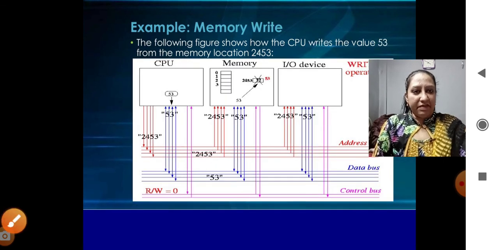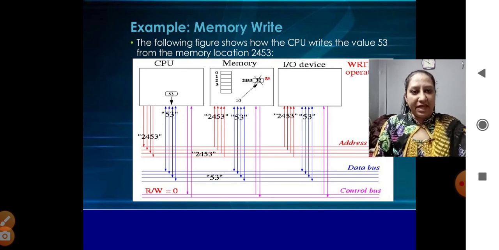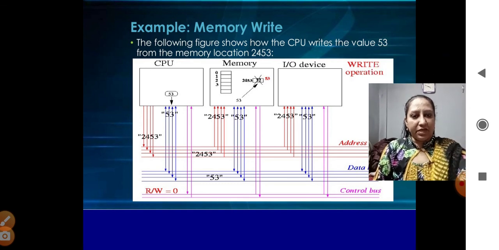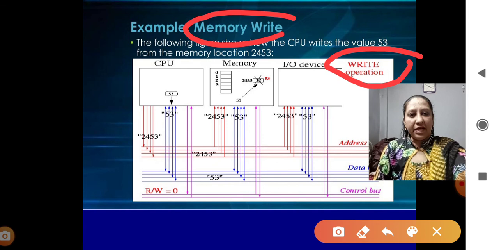One more example, when the user tries to write something into the memory, the same thing happens. There is a value called 53 which is written on the data bus in the blue color line. There is a value called 2453 in the memory location. So memory comprises both the data as well as the address. And finally the read write operation, instead of read, this time the operation is the write operation. As you can see, previously we were trying to read, over here it is memory write.